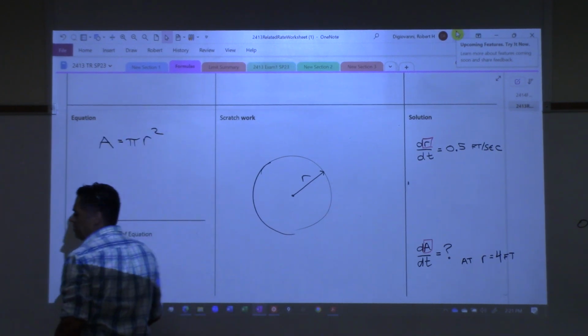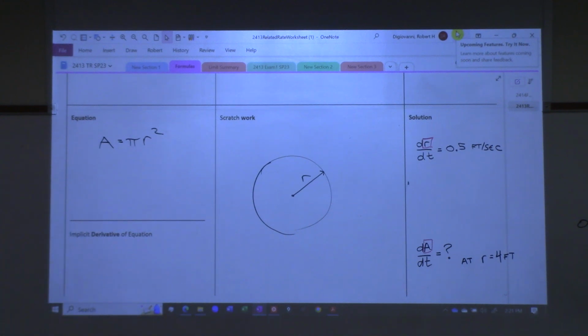Why am I using that? Because it has A in it, and I want to know something about how fast A is changing. Also, it has r in it, and I know how fast r is changing.